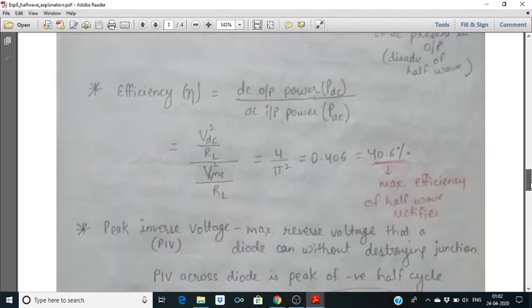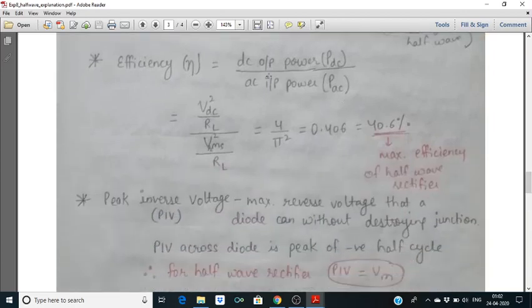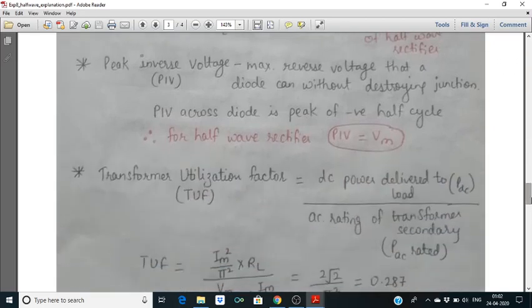Now we will go for the efficiency. It is nothing but the ratio of DC output power to AC input power, and it is around 40.6% for half wave rectifier. Now coming to the peak inverse voltage, it is nothing but the maximum reverse voltage that a diode can withstand without destroying. So basically it is the peak voltage during the negative half cycle. So for half wave rectifier, peak inverse voltage is equal to Vm.